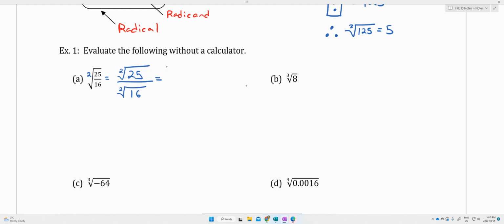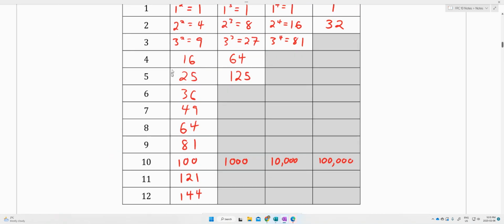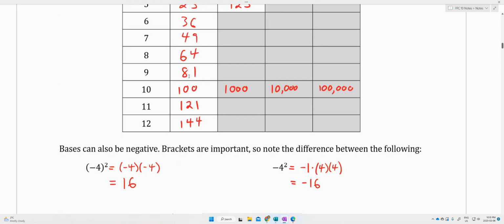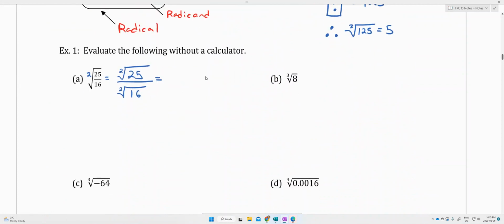Well, if you can't remember, of course, we do have this chart. It's right here. Okay, 5 times 5 is 25. So I know the numerator is going to be 5. And the square root of 16, again, what number times itself twice gives us 16? Well, that's 4, and we're done. Okay. And let's try B.